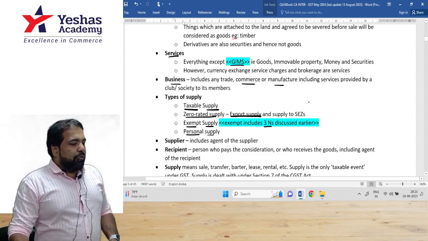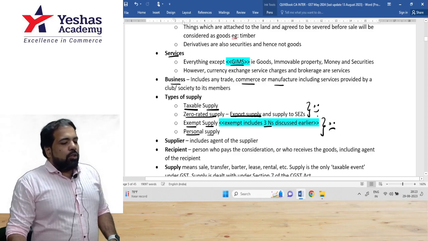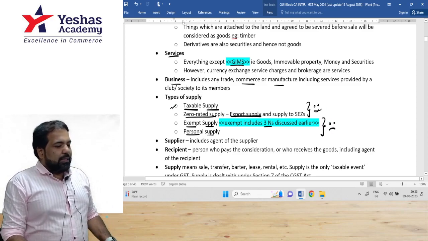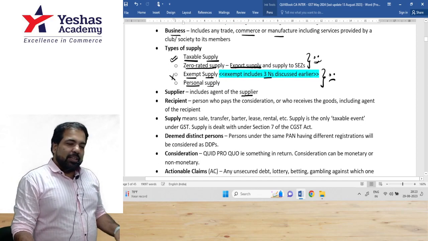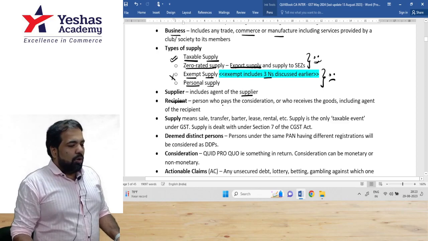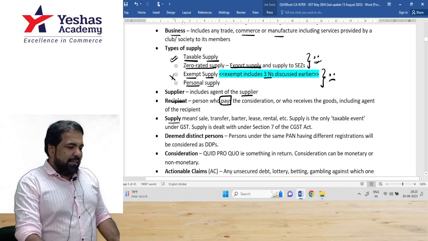Guys, the first two are supplies to the government. So in the first two, will you get credits? Yes. And the next two, no. Supplier is the one who supplies. Recipient is the one who pays. Supply can be anything: you can sell, you can lease, etc.